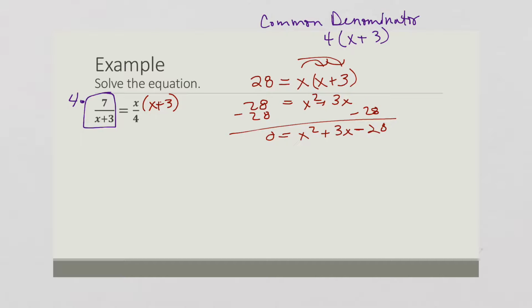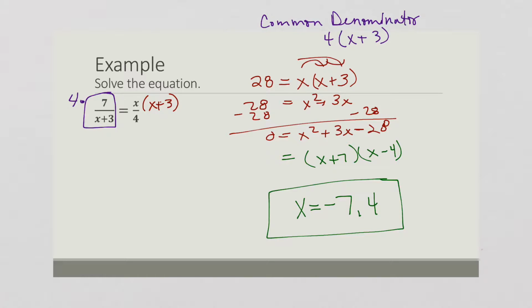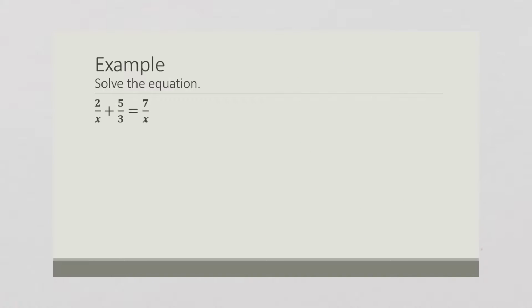Now, I'm ready to factor in order to find my answers. When I factor this equation, I get x plus 7 and x minus 4. So my answers are x equals negative 7 and 4. Let's go on to another example. This is the same example as we had the first time, so we're going to skip it.